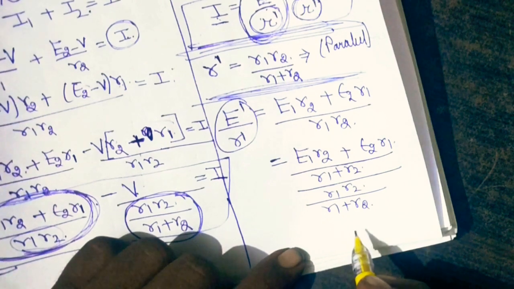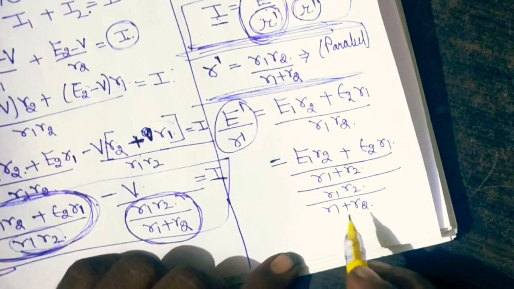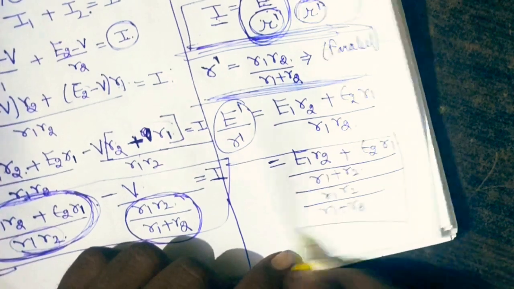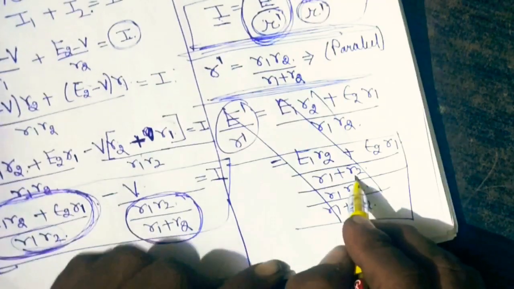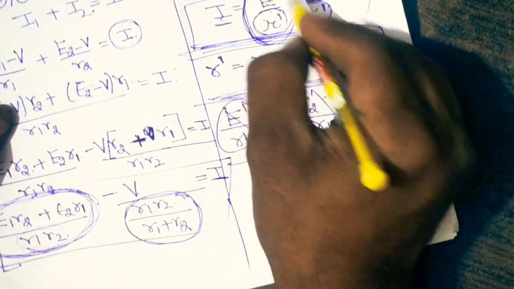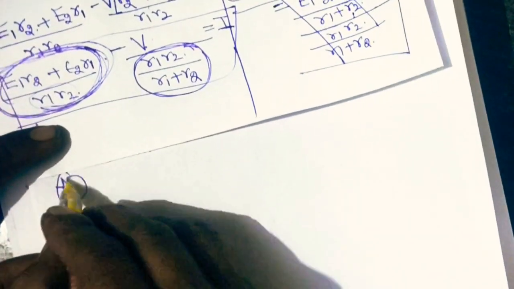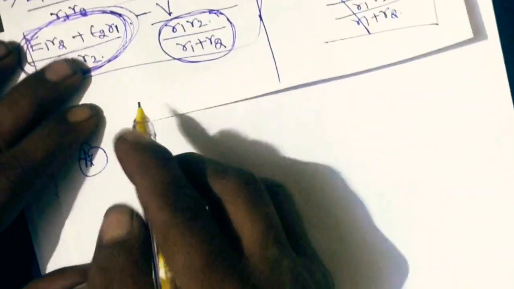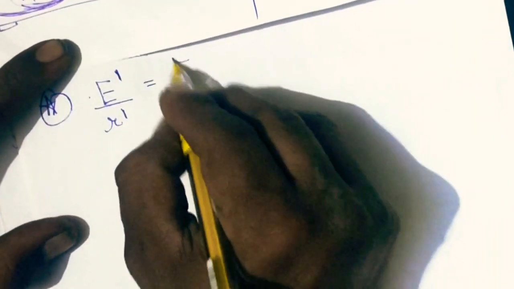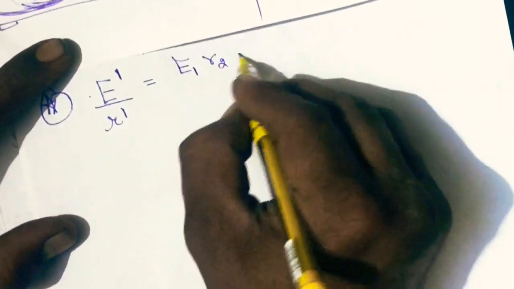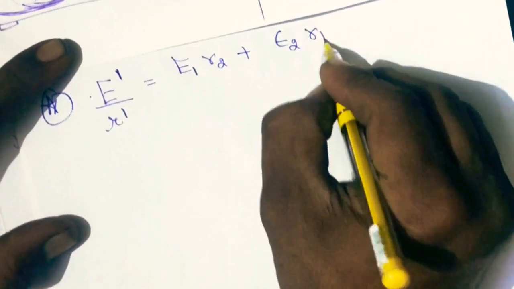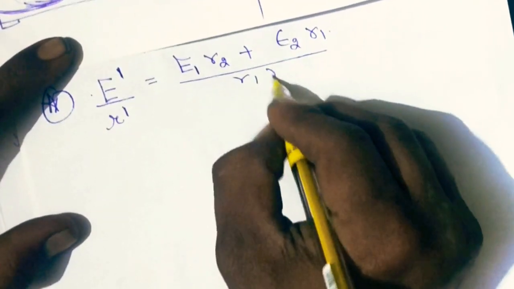I can do it like this, or if I don't want to do it like this, then let's forget this. Okay, just remember this equation is equal to this equation. Let's move on. We were at this step that net EMF upon net resistance is equal to E1 R2 plus E2 R1 upon R1 R2.